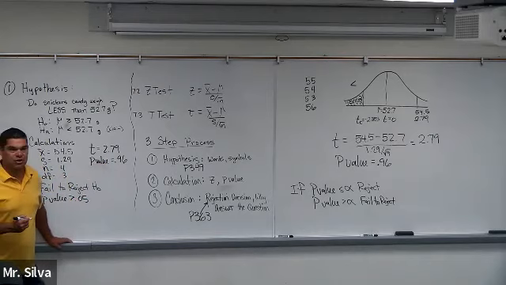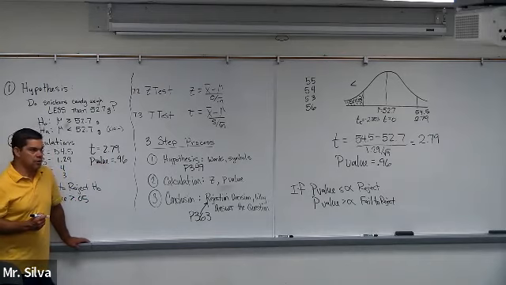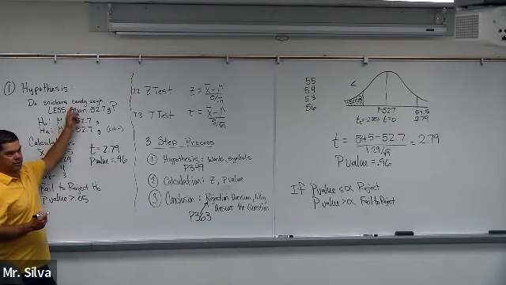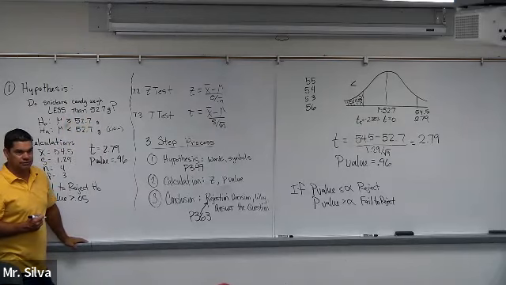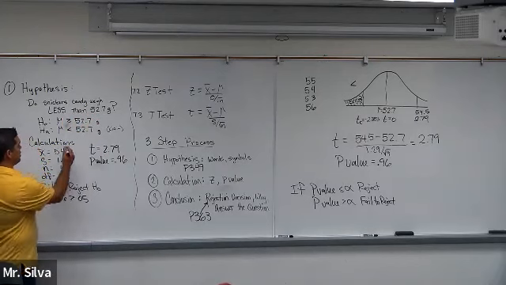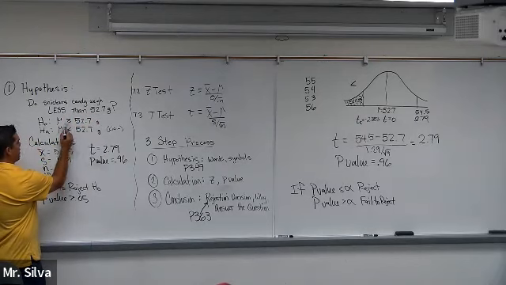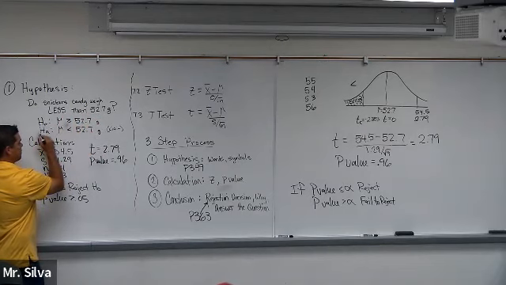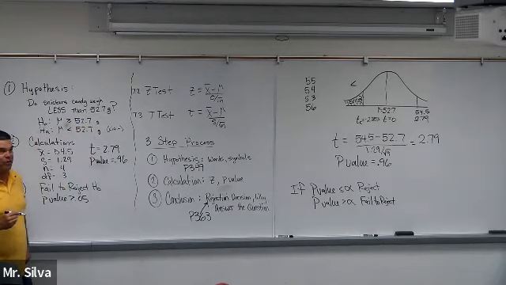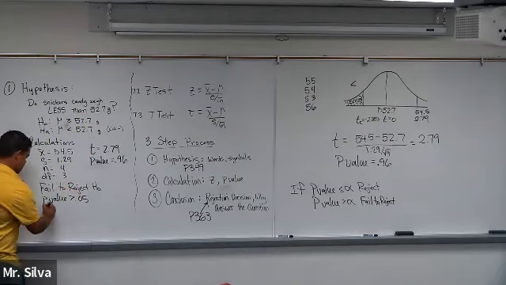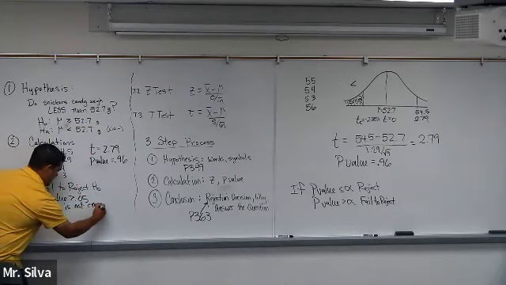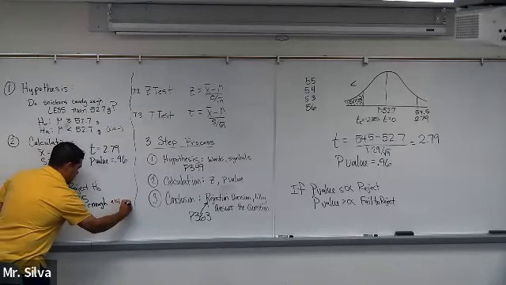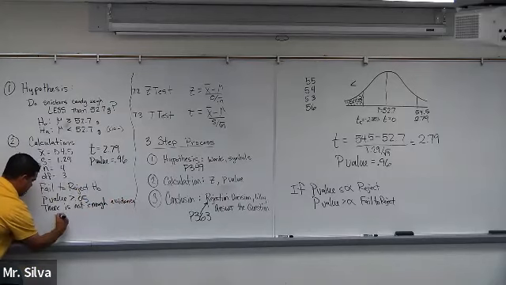Finally, we're going to answer the question. The question is up there where the hypothesis was. Do Snickers candy bars weigh less than 52.7 grams? If they do, then I would reject H0. Well, I couldn't reject. I failed to reject. When you fail to reject, there is not enough evidence. There is not enough evidence that candy bars weigh less than 52.7 grams.